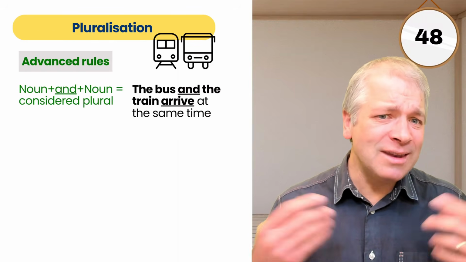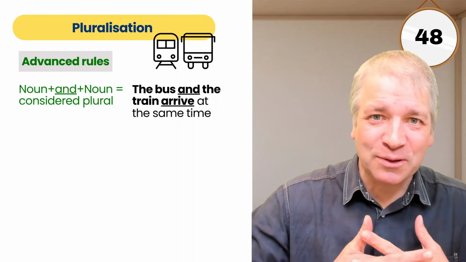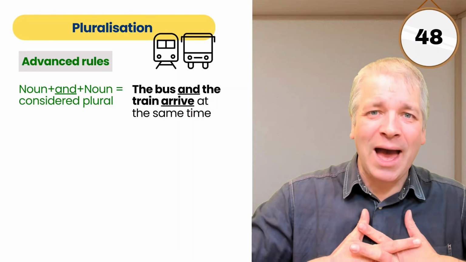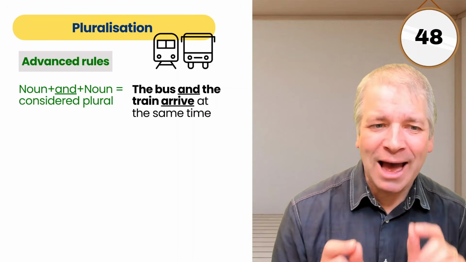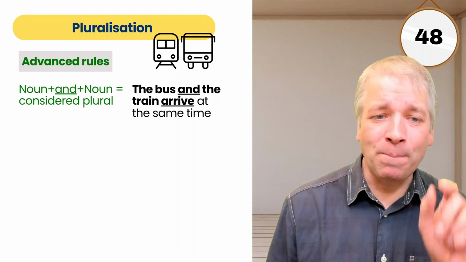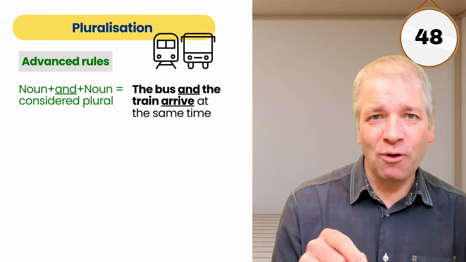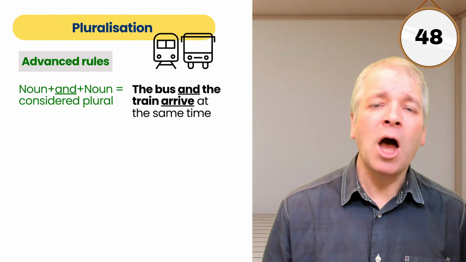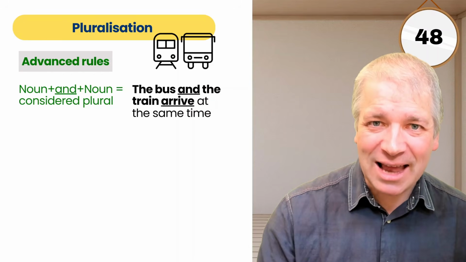Noun and noun. So sometimes we join 2 nouns together as the subject and connect them with and. We could even do that with more. And when we connect the words with and, we consider them to be plural. The bus and the train arrive at the same time. Bus and the train, 2 nouns, plural. Arrive is the plural verb. It doesn't have the S at the end.